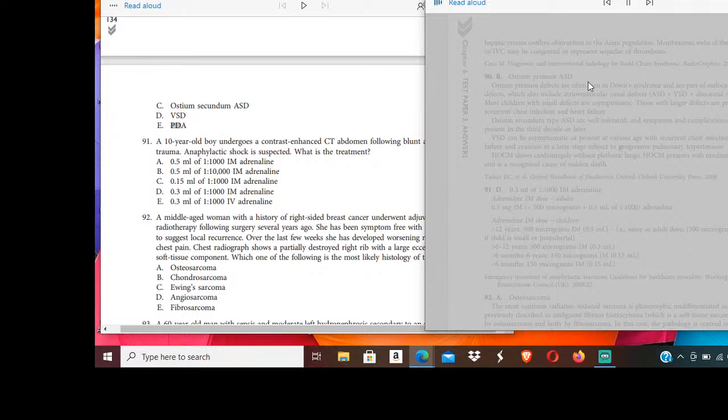90. B. Ostium primum ASD. Ostium primum defects are often seen in Down syndrome and are part of endocardial cushion defects, which also include atrioventricular canal defects, ASD, and VSD, and abnormal AV valves.